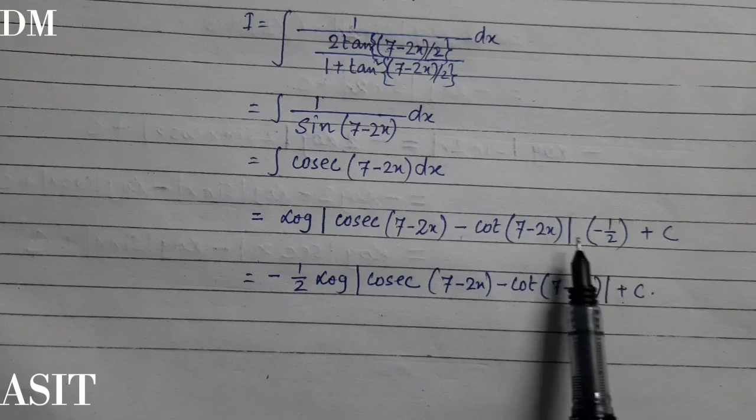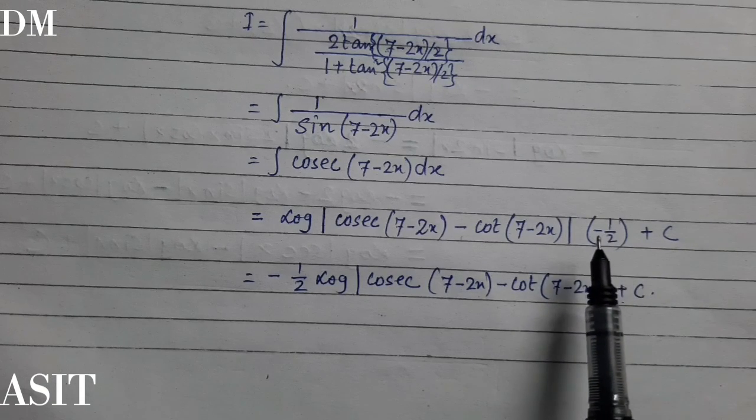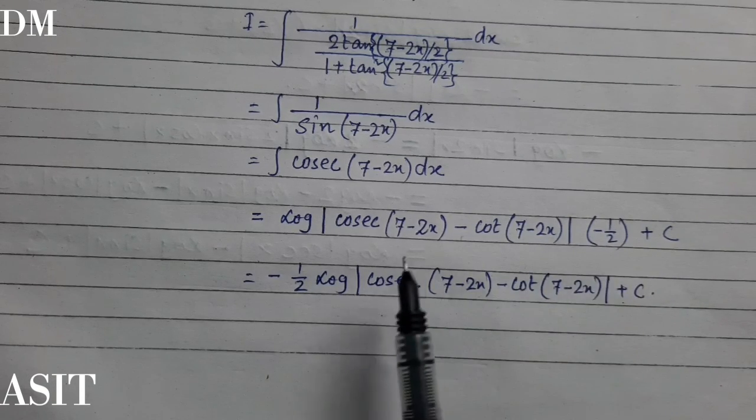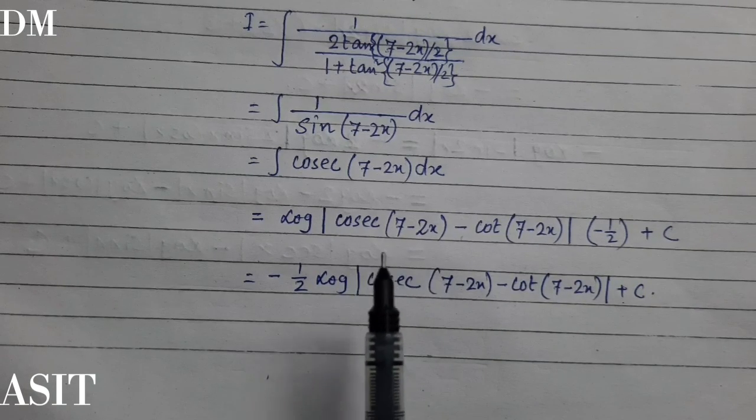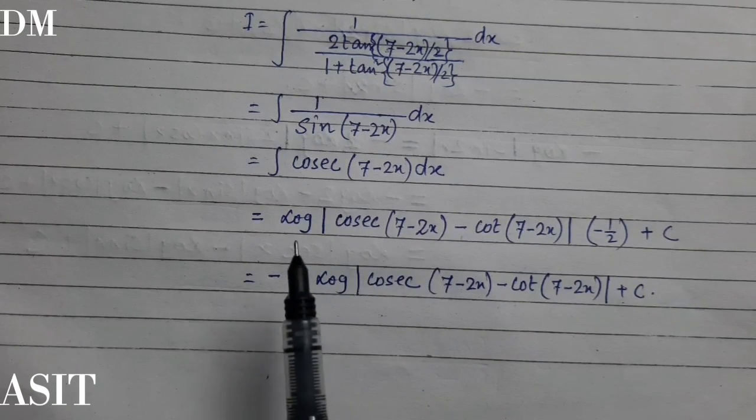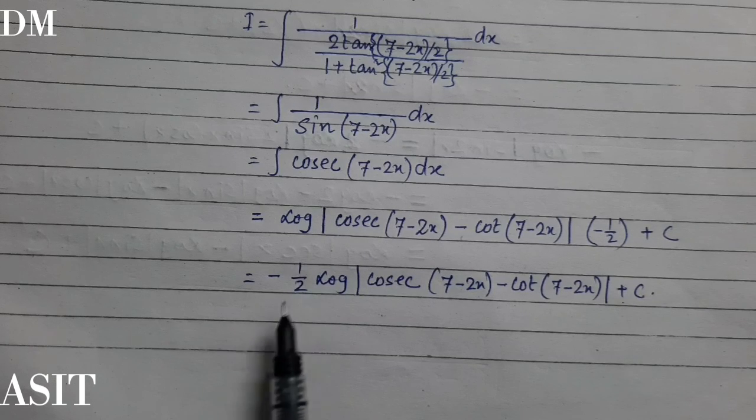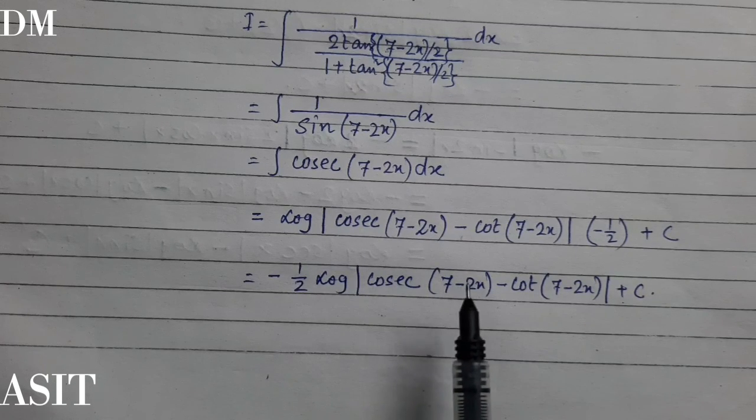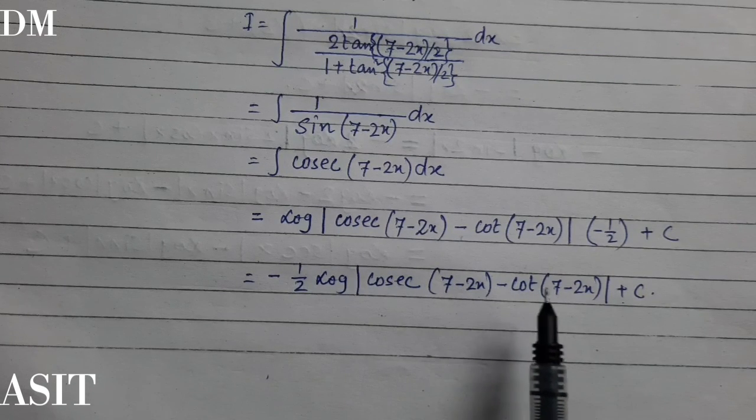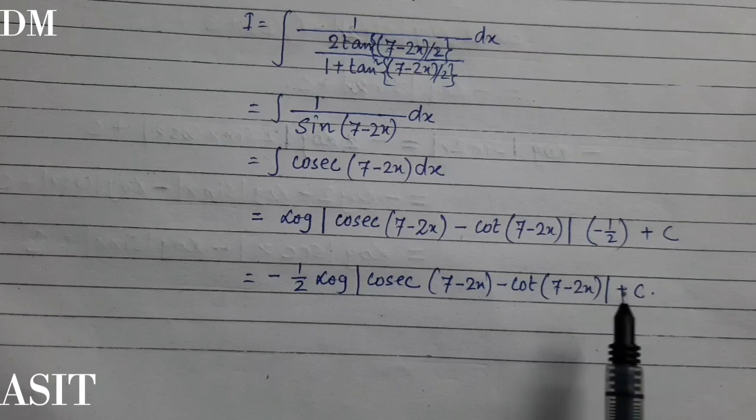Why this is divided, I have explained in the first part, the integration by substitution part. So please see the video. Therefore it will be minus half log mod cosecant of (7 minus 2x) minus cot (7 minus 2x) plus c.